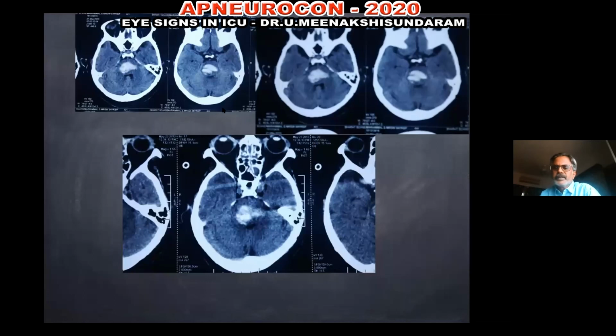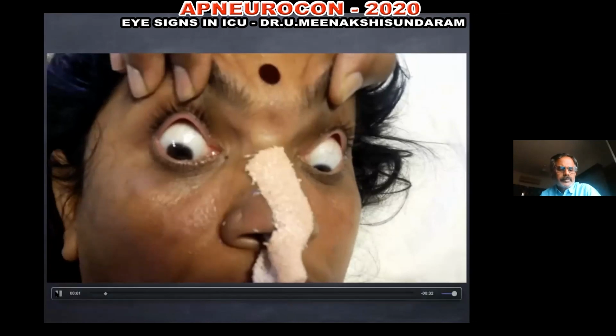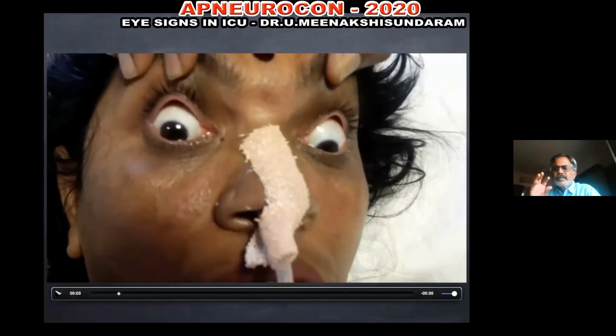And this lady had a pontine hemorrhage. And see that the lesion is slightly more on the right side. That probably explains why she has more bobbing on the right side, or more frequently on the right side. Look at this. Look at this lady. Her eyes are already deviated down, but she still has a little skew deviation.